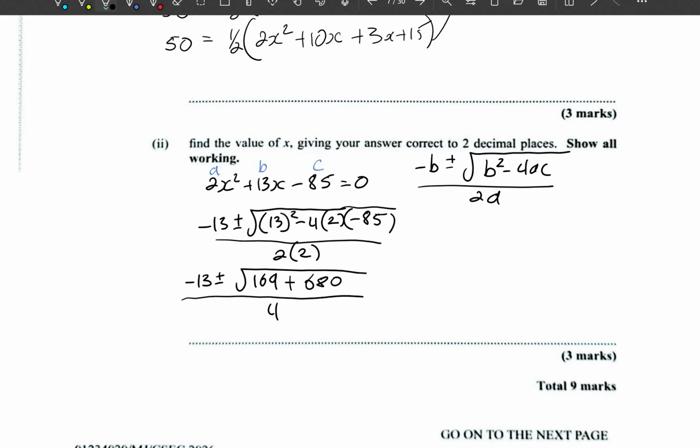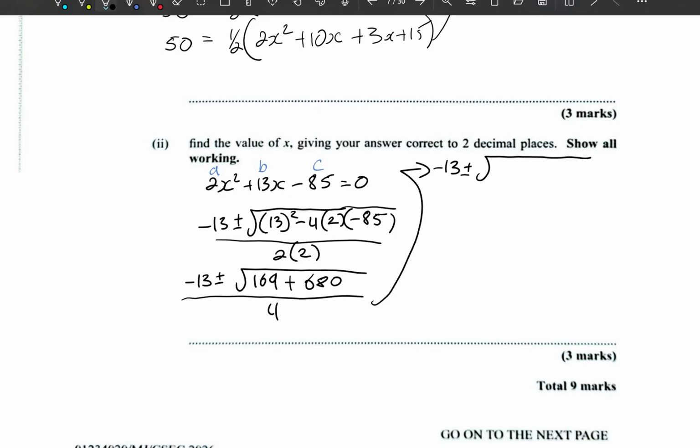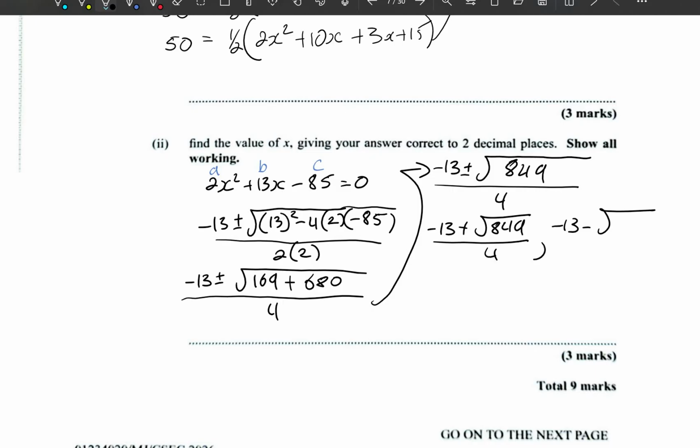So let's get some space right here. Then further simplify, we have minus 13, add or minus the square root of 169 plus 680. That's going to be 849. That's divided by 4. So we're going to have minus 13 plus the root of 849 over 4, as well as minus 13 minus the square root of 849 divided by 4.